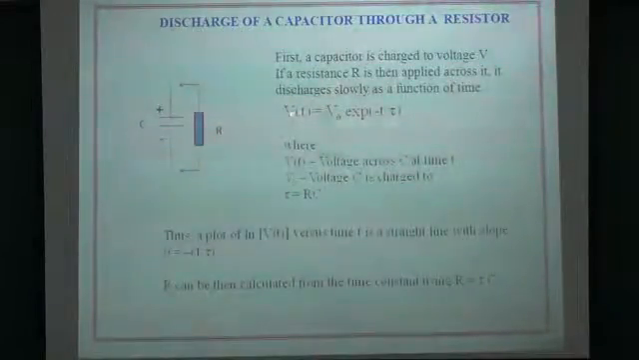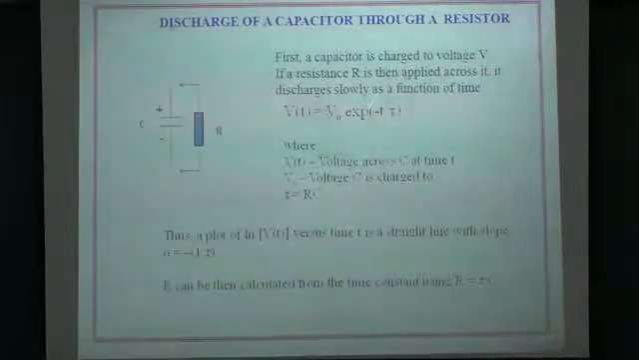So you plot a graph between ln of V and t. The slope of the graph will give you RC or 1 over RC. And from 1 over RC, if C is known, we can find out the value of R. So that is the simple physics behind the experiment. Okay, that is what is written here.